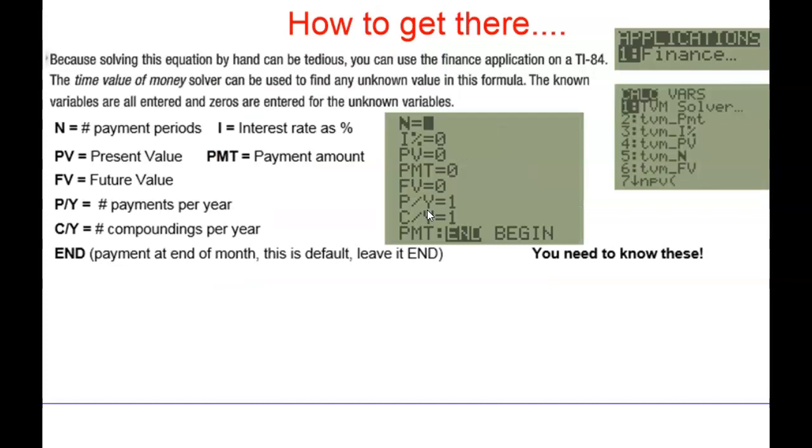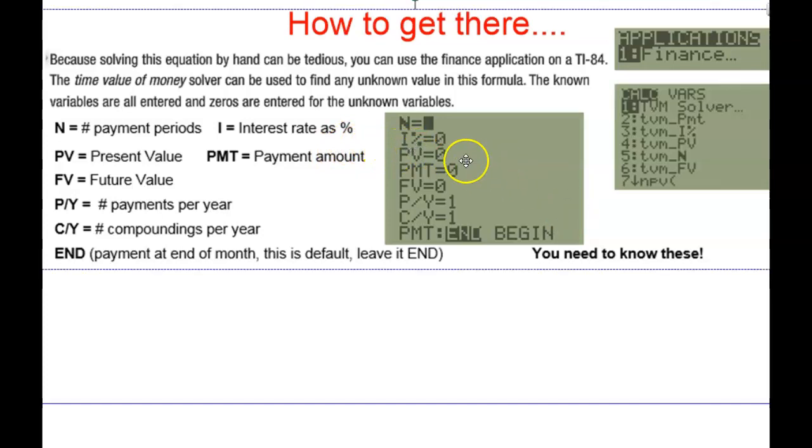Now, on your little peach half sheet, it does have these things defined. It says N is number of payment periods. I is interest rate. Does everybody see that on the calculator? Here, you can just see it on this screen. But it's I%. You don't have to move the decimal over. You just put it in as a percent. So if it's 2% interest, you just put 2%. Everybody good?